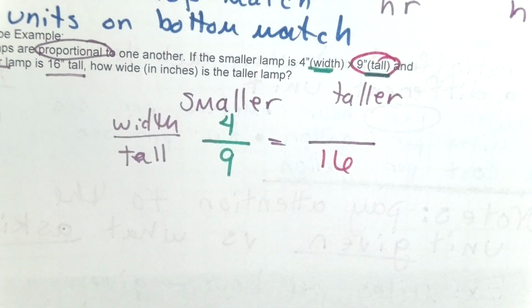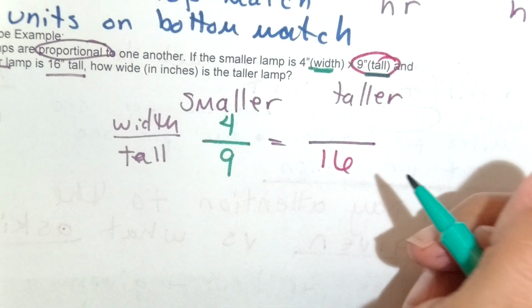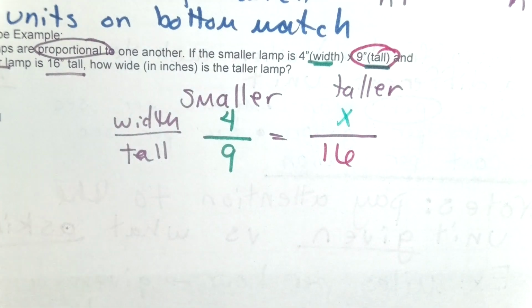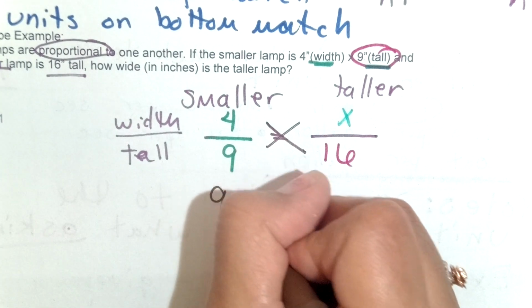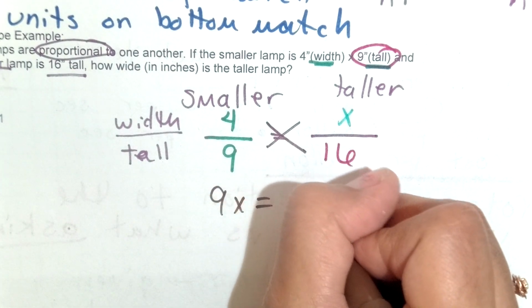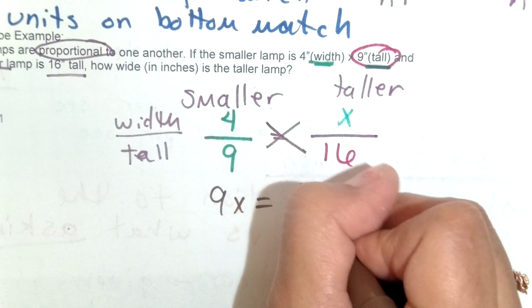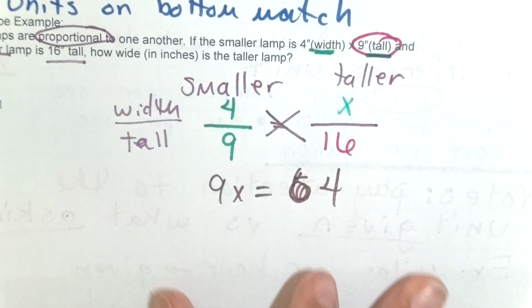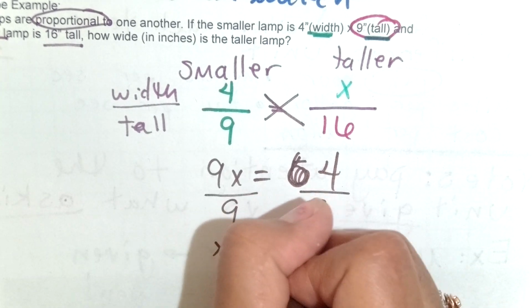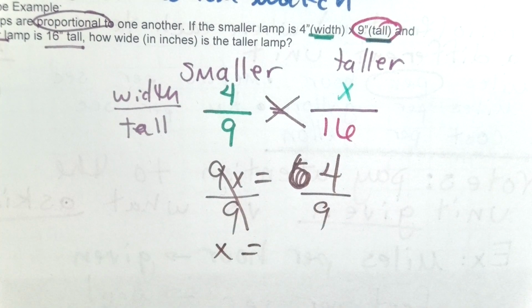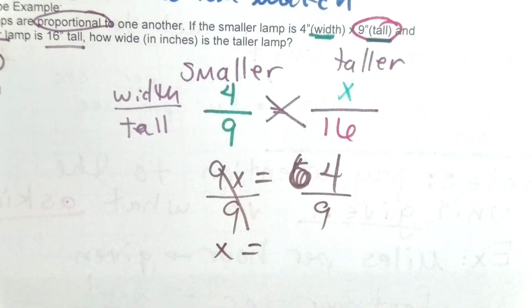Do I know the width? No. So what should I do? An X. Now, how do we solve this? Cross multiply. So I'll cross multiply, and I get 9x is equal to 64. And then I divide by 9. X is equal to, I don't know what that is. 7.11. Oh, it looks like we solved this already.